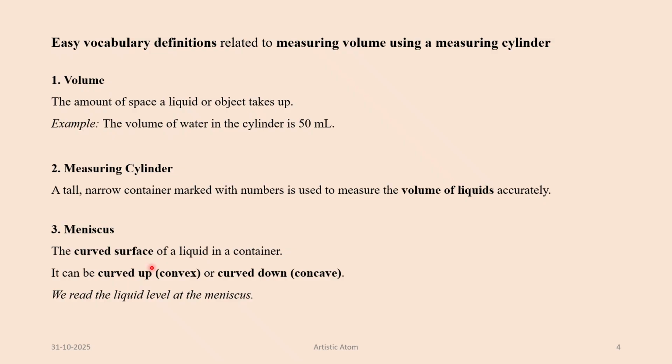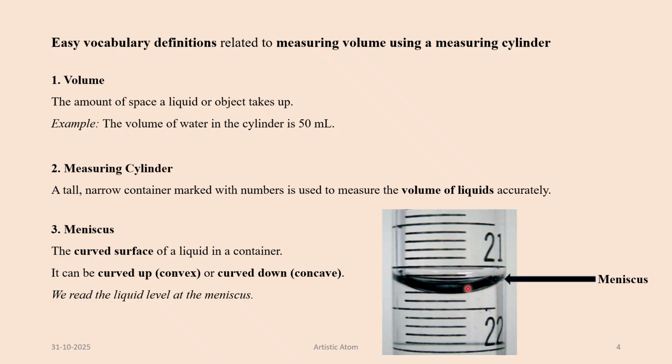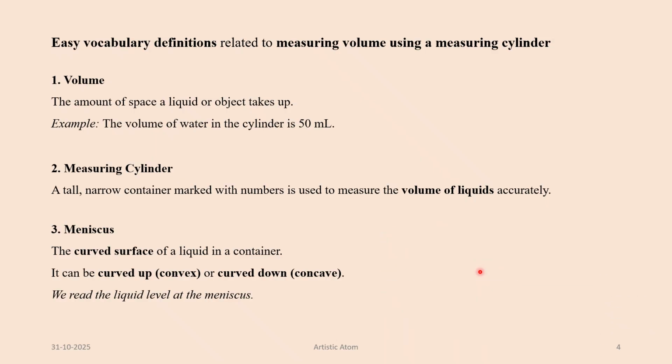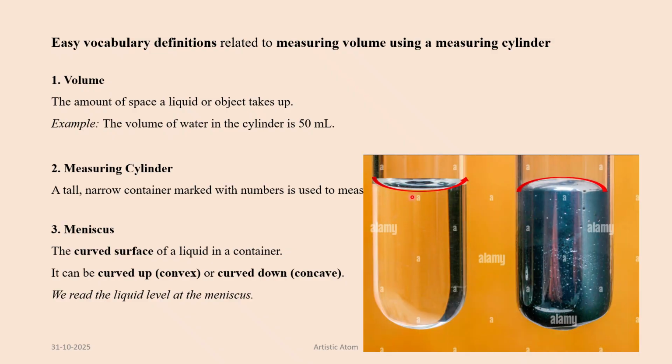Meniscus is a very important term. You should know this because if you're not aware of it, you will not be able to measure the volume of the liquid properly. As you can see in this particular cylinder, I have poured water. Here there is the formation of a deep, concave lens kind of shape. This shape is called the meniscus of a liquid. There are two types of meniscus: the concave meniscus and the convex meniscus.